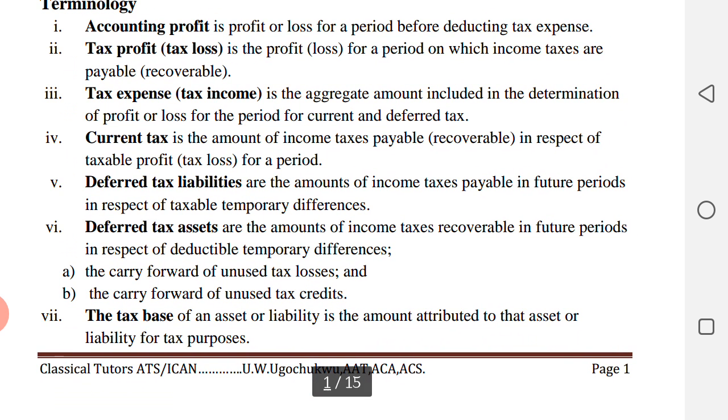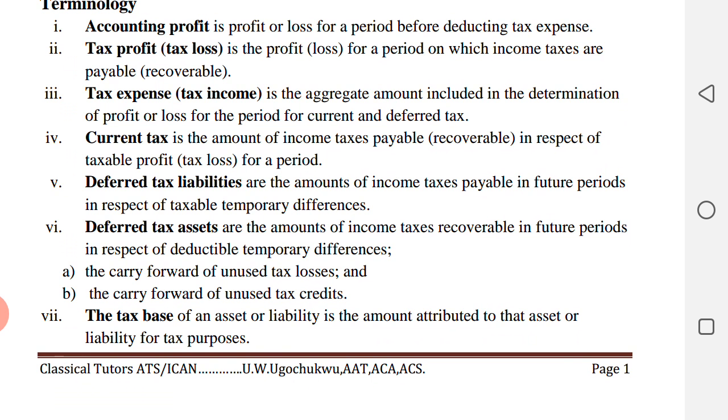Tax profit or tax loss is the profit or loss for a period on which income taxes are payable. When we say tax profit, that means we pay our tax based on the tax profit. That is why, before you pay any tax, you must first compute the tax computation before you know the tax that you're going to pay to the government.